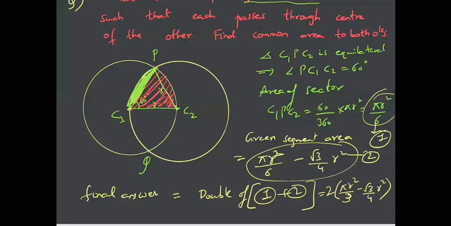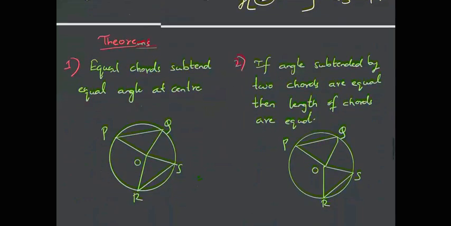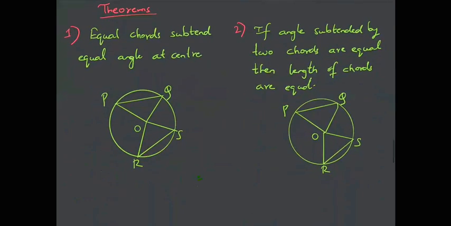Fine, so let us move further. So now let us discuss some theorems in circles. Okay, some of the important properties you can say. The first one is that equal chords subtend equal angle at the center. So if RS and PQ are two chords which are equal in length, that is the length of PQ is equal to length of RS, then these angles would be equal.